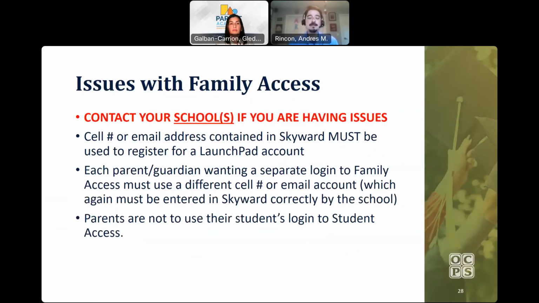If you are in fact having issues with your family access, filling out that form and then contacting your student's school, or if there are multiple schools involved because you have multiple students, that's going to be the first thing that needs to get done. Your school is going to be able to verify you are who you say you are, and that the information that you provided during registration in terms of address, cell phone numbers, and email addresses are in fact accurate.